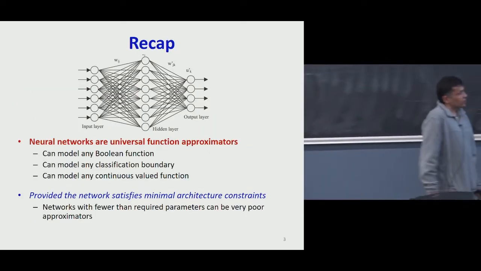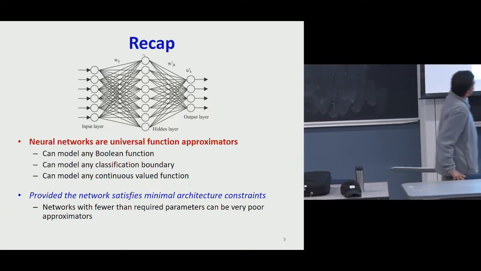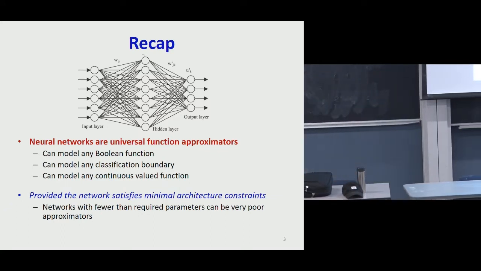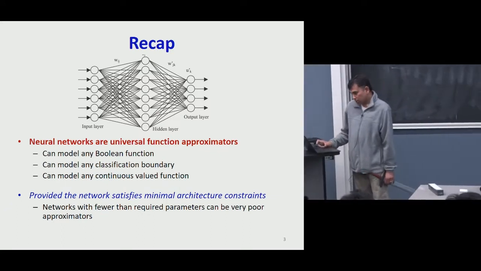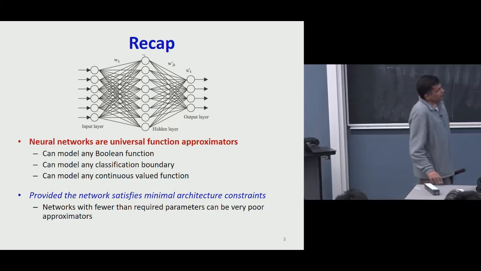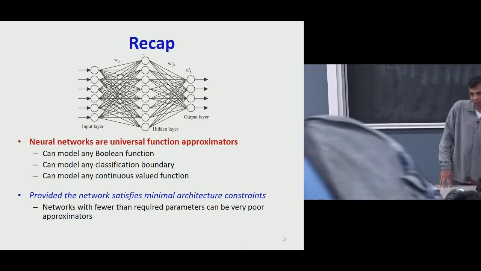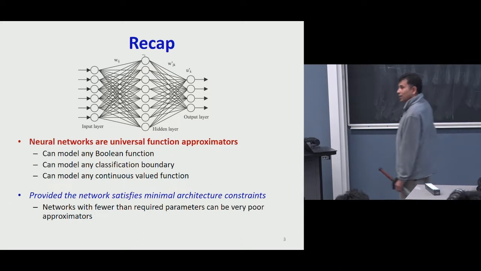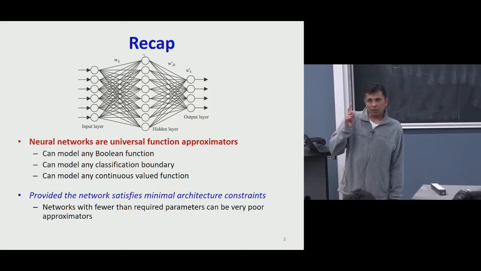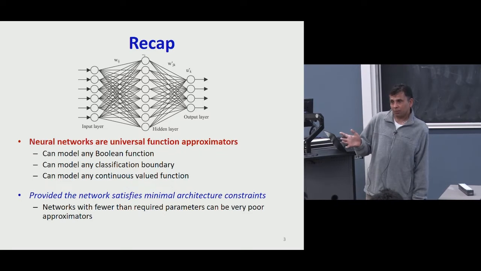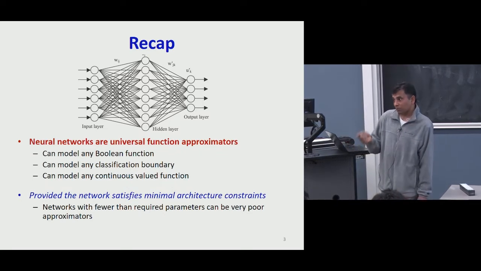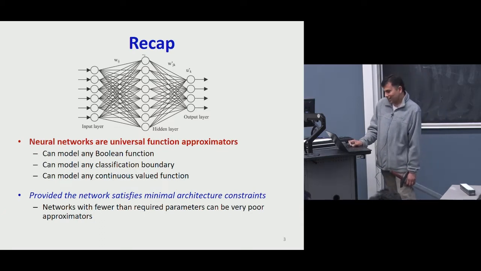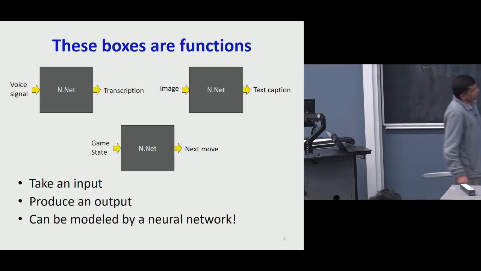What we've seen so far is that neural networks are universal function approximators. They can model any Boolean function, any classification boundary, even any continuous valued function with arbitrary precision, provided the network satisfies the minimal architecture constraints. If the network doesn't satisfy the required architecture constraints, it's not going to be able to model the function. For example, in the case of an XOR, if you just miss one bit, then you're 50% wrong. This is a binary classification problem. You miss one bit, the error rate is 50%, right? But that said, under the right conditions, it can model pretty much any function.